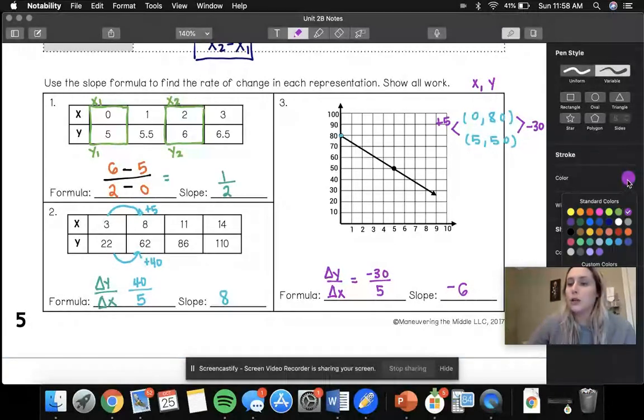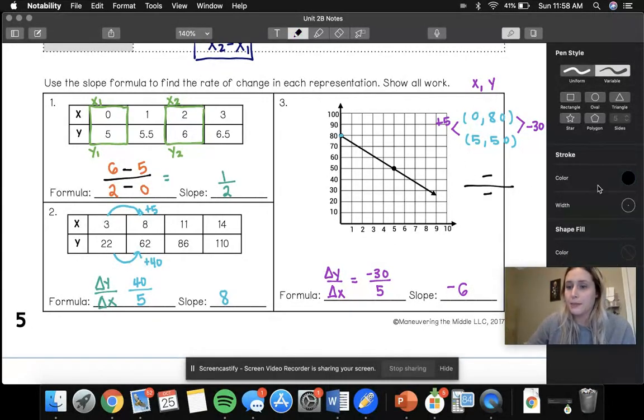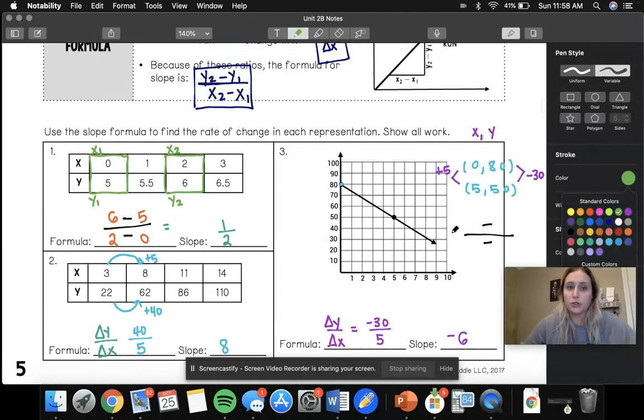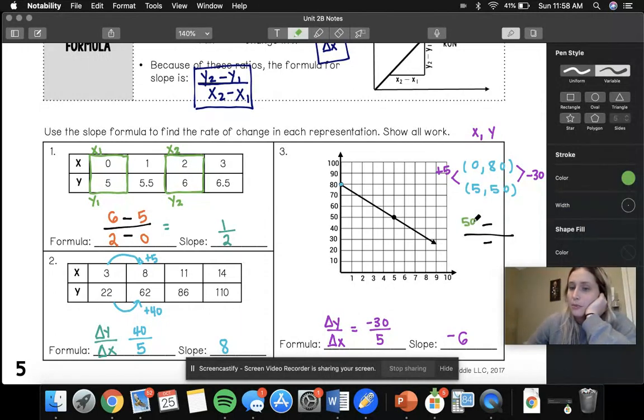If you like the formula way, a way that works 100% of the time, you would just have to plug in the values. So the formula is y2 minus y1. Our y2 is our second y coordinate, so 50, minus y1, which would be 80, over x2 minus x1. Our second x is 5, our first x is 0. So 50 minus 80 is negative 30.